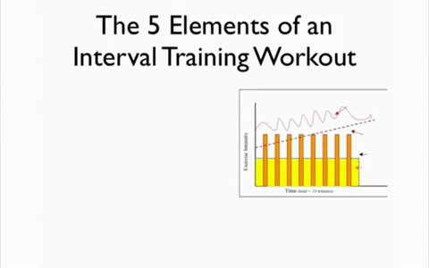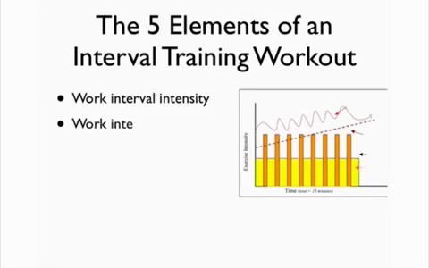Let's begin with the 5 elements of an interval training workout. Again, we're calling back this graph on the right side to give us a visual depiction of what I'm talking about. So there are 5 elements. The first one, the work interval intensity. That's obviously a very important thing we're going to talk about in a second. Secondly, we're going to look at work interval duration. So in this graph, work interval intensity is depicted by the orange bar. Work interval duration would be depicted by the orange bar as well in terms of its width.